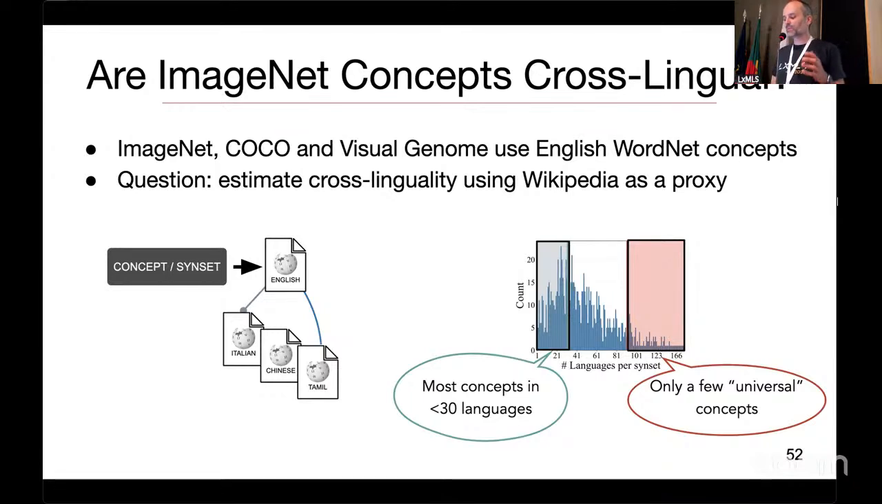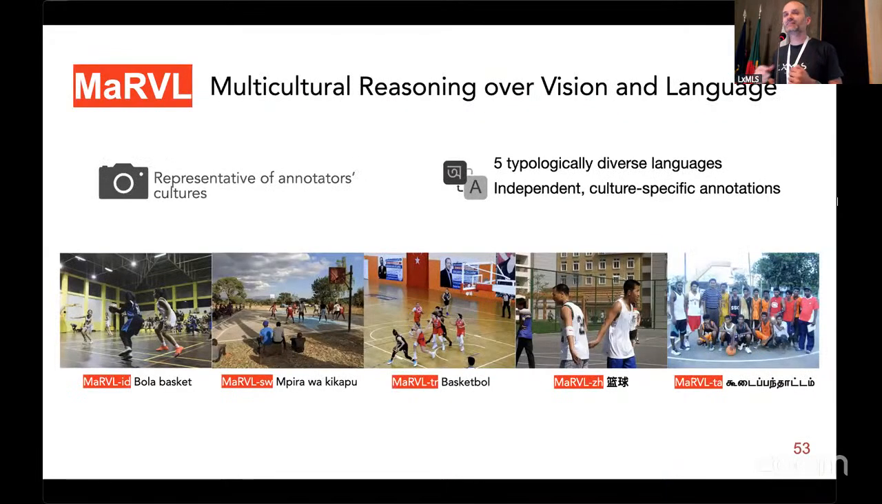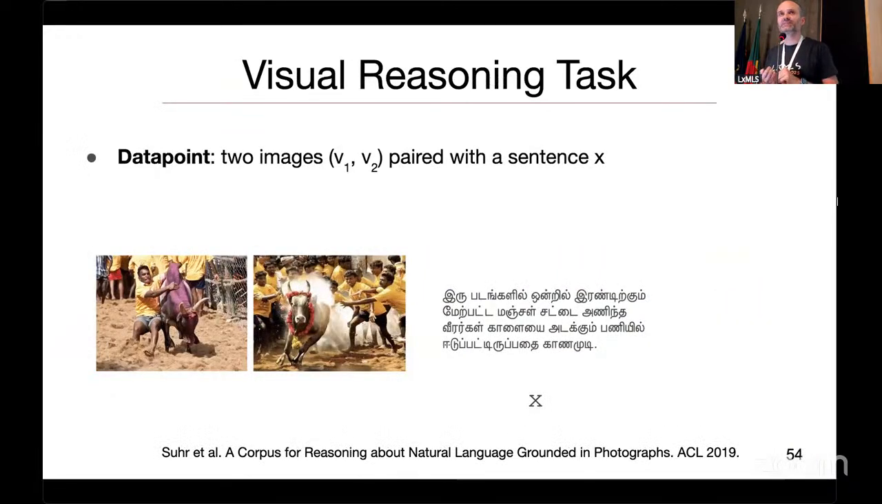And so what we tried to do here was to create a data set for vision and language reasoning that was representative of the cultures of annotators across 5 diverse and independent languages, where we have culture-specific annotations from Indonesian, Swahili speakers, Turkish, Mandarin Chinese, and Tamil speakers. And this was for a task of visual reasoning where we had a data point with 2 images paired with a sentence. Are there any Tamil speakers in the audience today?